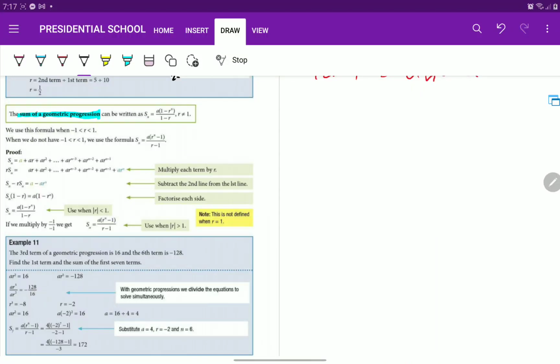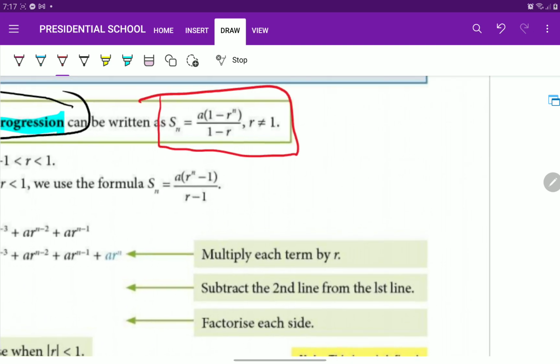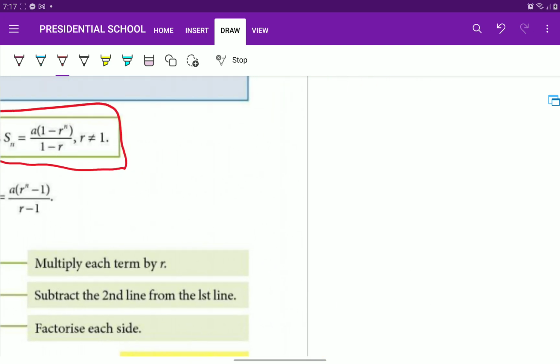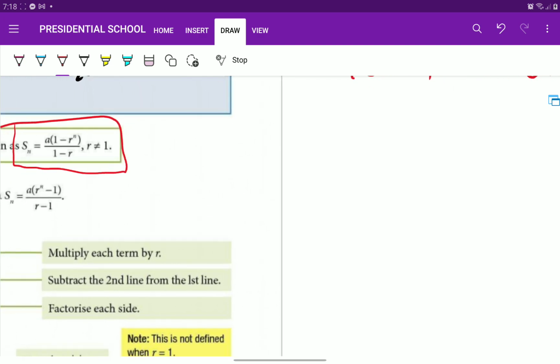So in this video, we're going to find out the sum of a geometric progression. All right, and the formula that we're going to derive is this one. It says S sub n is equal to a times 1 minus r to the n, all over 1 minus r. So let's try to derive this one.